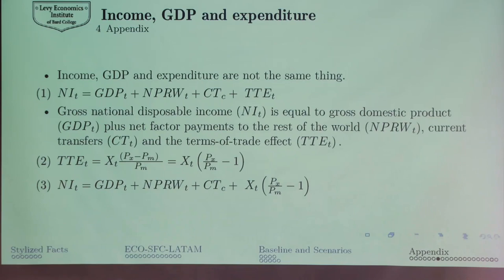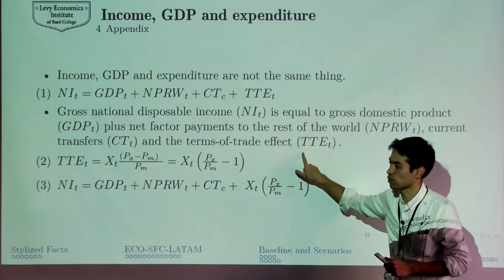So why was the profit share declining, although the interest rate was increasing? The answer is that in most of these small open economies, in a Tyrolean fashion, I should say, the profit share is really correlated to the terms of trade. Also bear in mind that income, GDP and expenditure are not the same thing. There is a simple decomposition of nominal income, made up of GDP, the net factor payments from the rest of the world, the current transfers, and a factor which is the terms of trade effect.